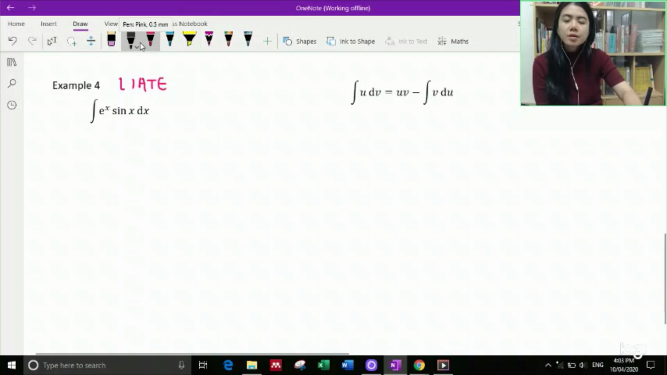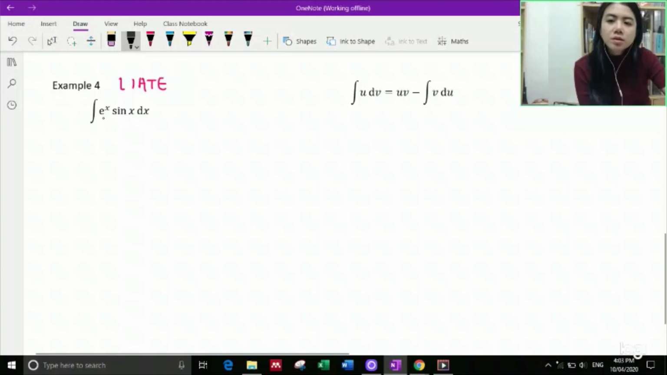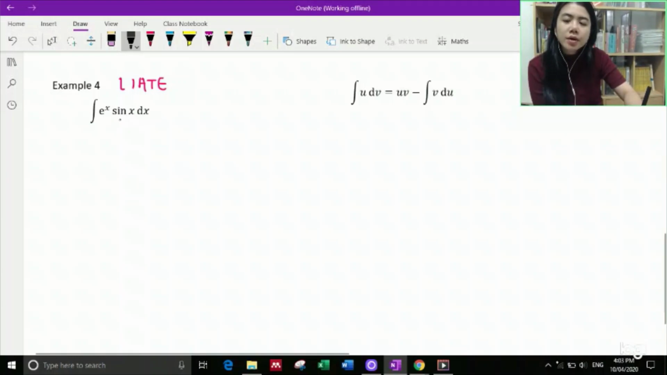Okay, let's just look at the fourth example. In the first example, what we have here is e to the power x and sine x. Apparently, the sine x appears first in the mnemonic, and the one that appears second will be the exponent, which means your sine will be your u. So you have u equal to sine x.